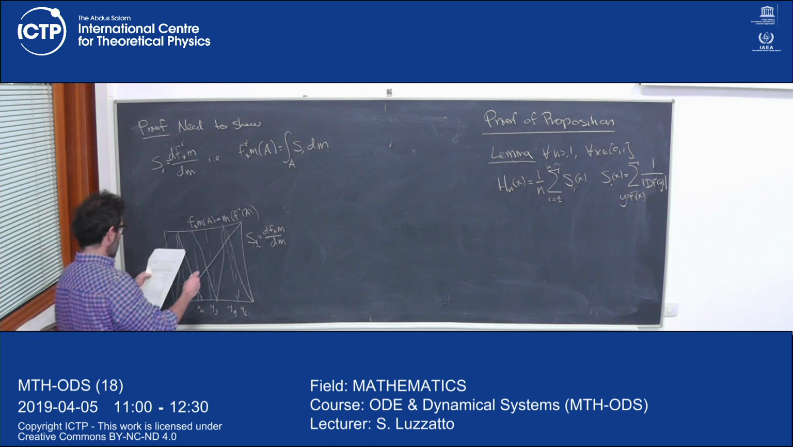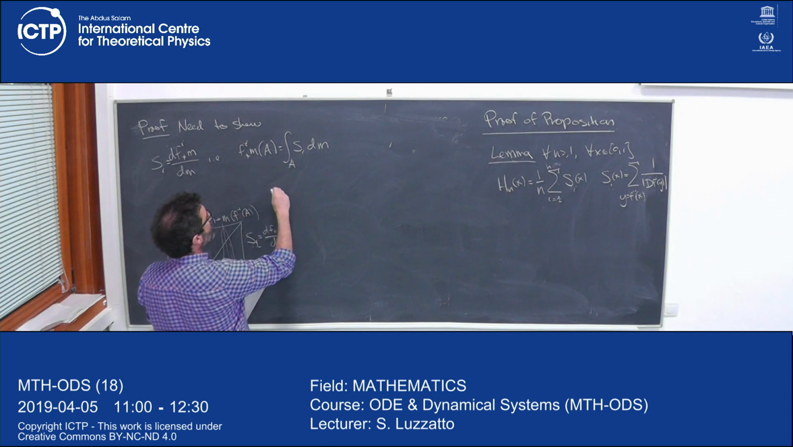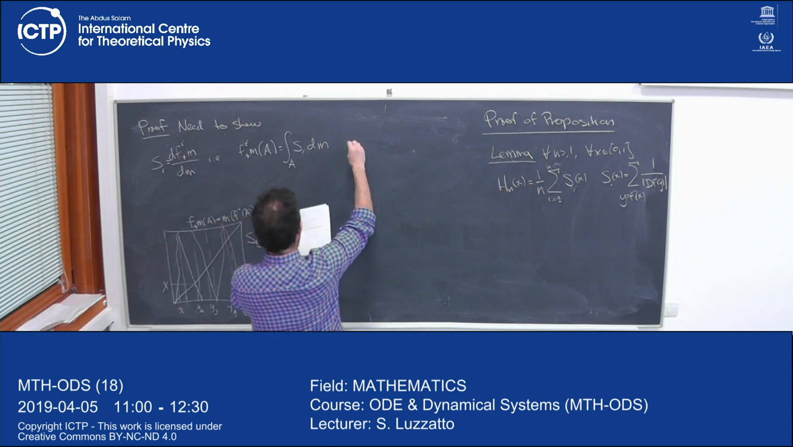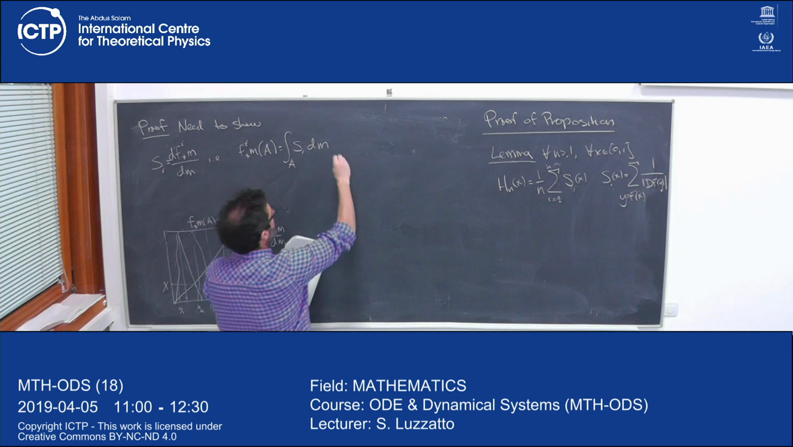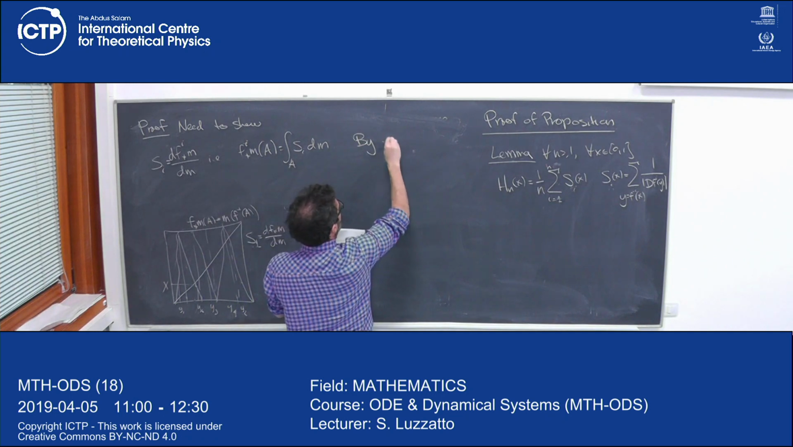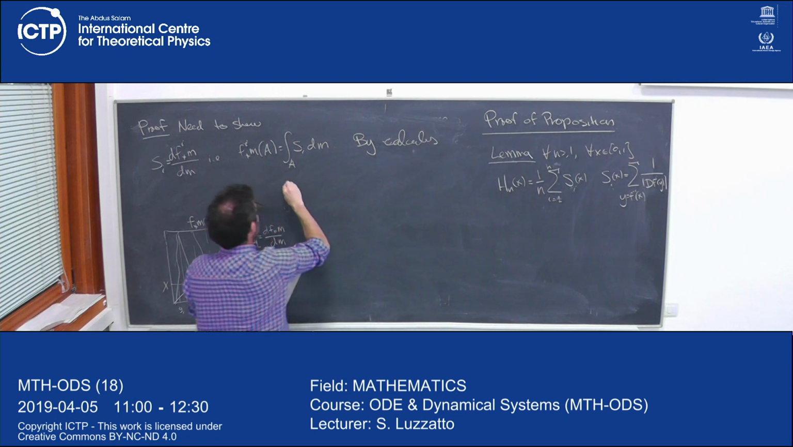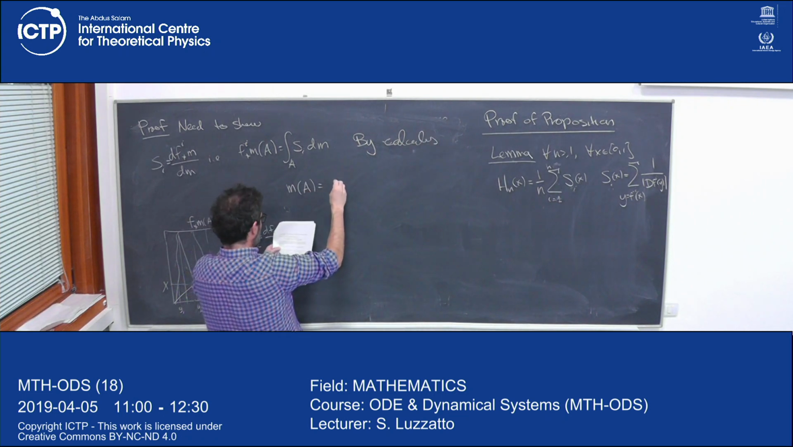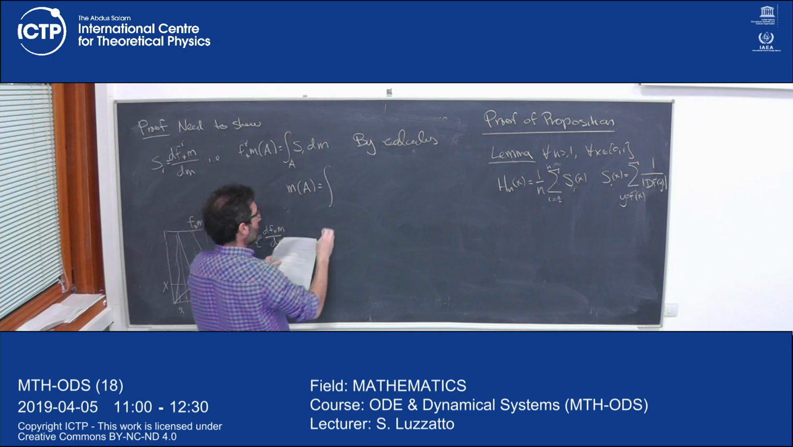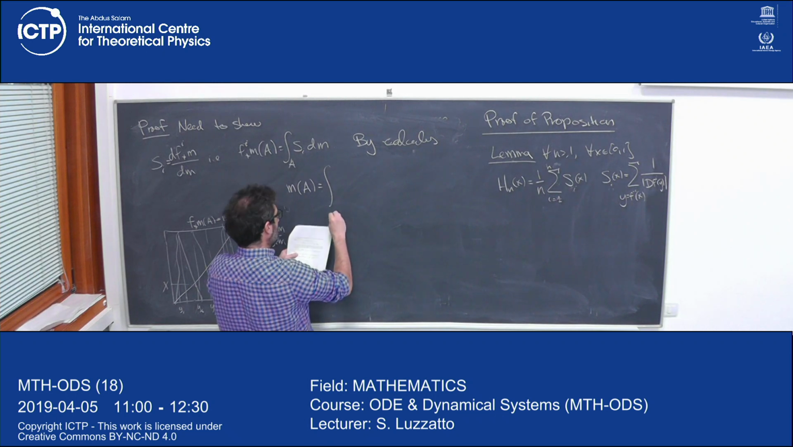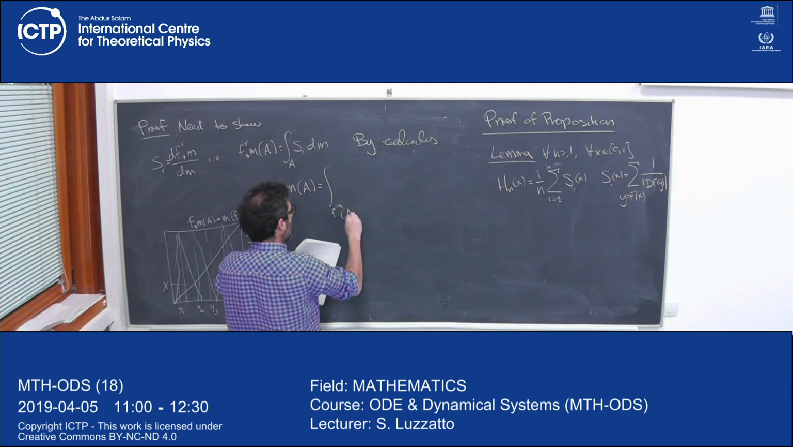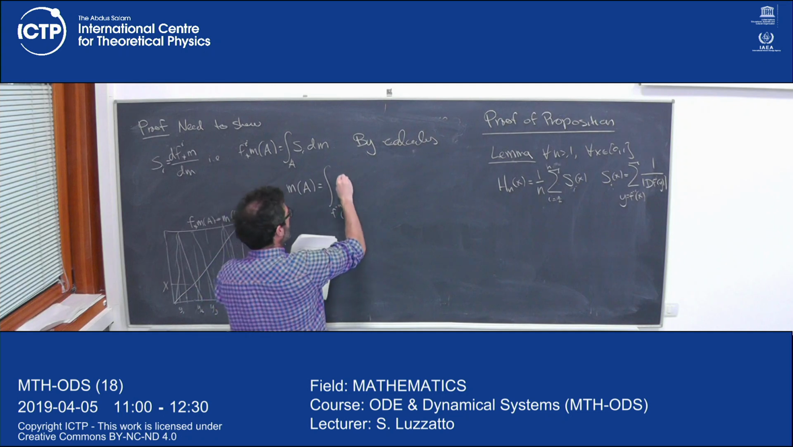And so we take some set A. Now, just by elementary calculus, we have that we can write the measure of A as equal to the integral over what I want to take, f minus n of A, of d fn.